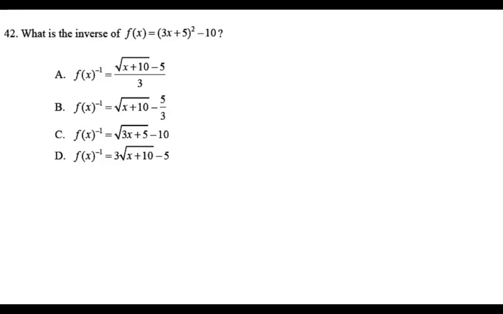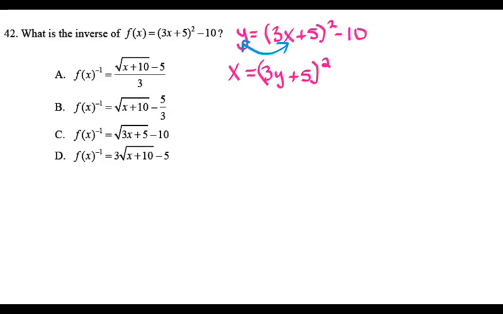Alright, what is the inverse of f of x equals (3x plus 5) squared minus 10? So to find the inverse, you start by writing it, change your f of x to a y, so you have y equals (3x plus 5) squared minus 10. From there, you are going to switch your x and your y. So we have x equals (3y plus 5) squared minus 10, and then from there you're going to solve for y.